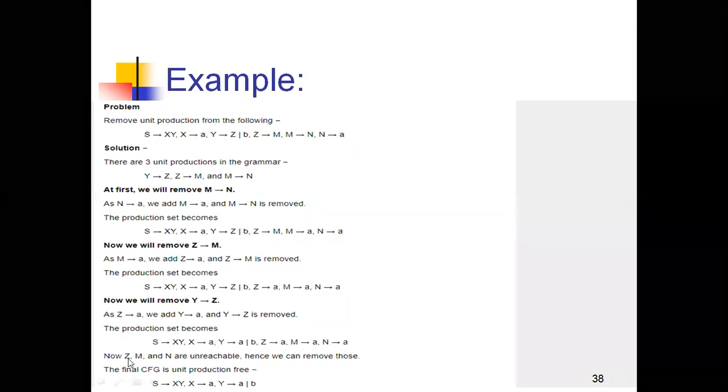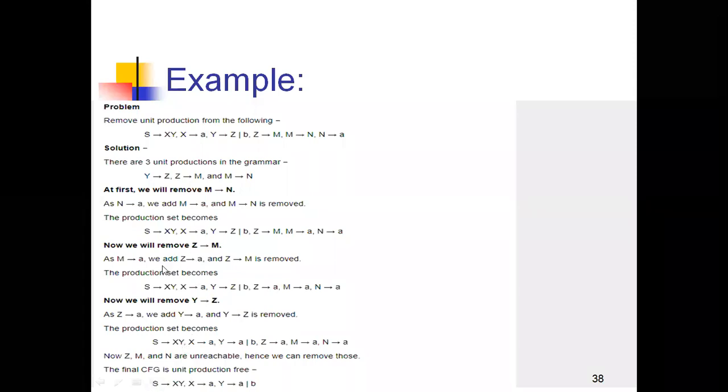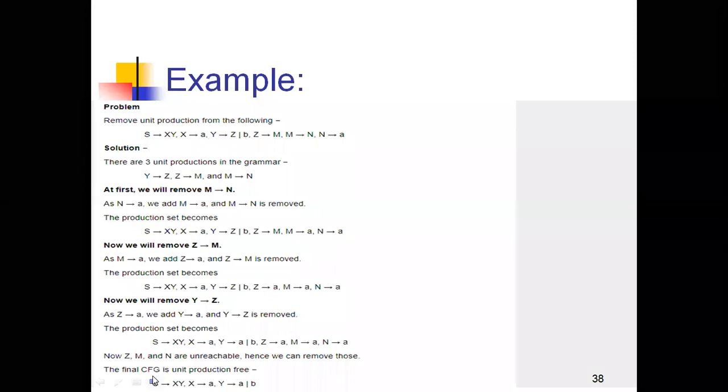So now Z, M, and N are unreachable, so we're removing those, and finally the context-free grammar after removing unit productions becomes S tends to XY, X tends to a, Y tends to a or b. So this is the very minimized grammar from the given grammar G, or we can say it is a modified grammar G dash from the grammar G. I think you all understand how to remove the unit productions.